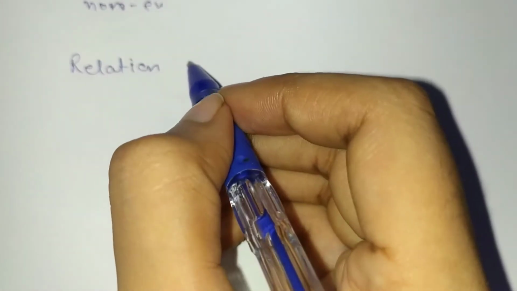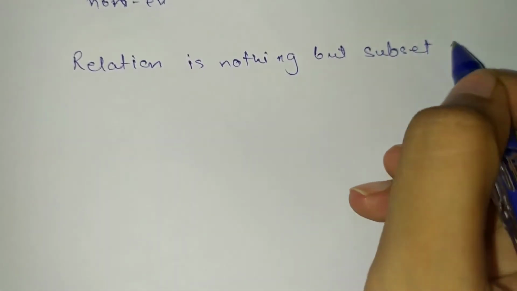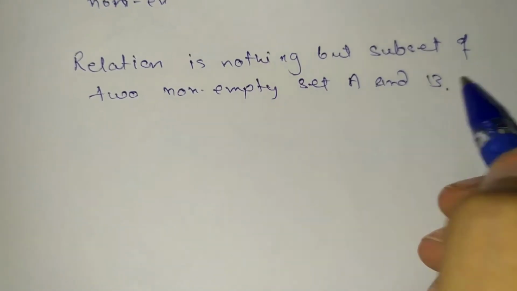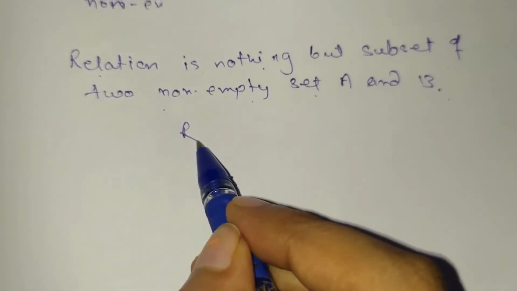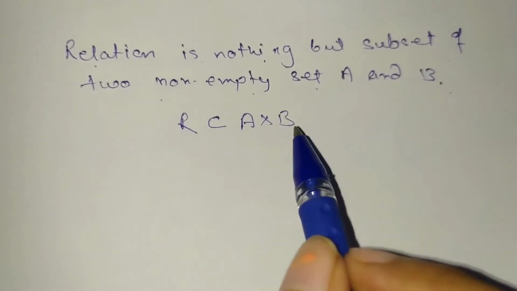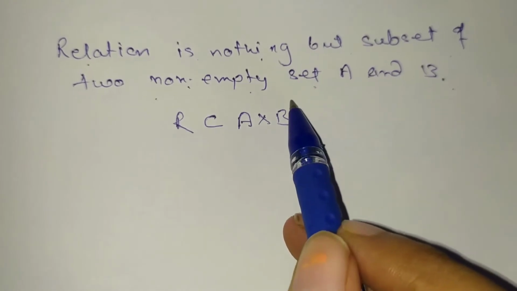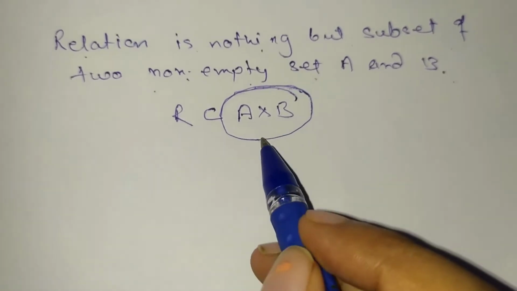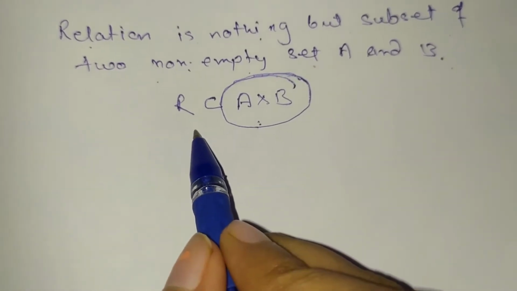So simply we can form the definition of relation: relation is nothing but a subset of two non-empty sets A and B. I am repeating again, relation is nothing but a subset of two non-empty sets A and B, that is R is a subset of A cross B. And on the basis of our definition, we can conclude that from the Cartesian product of A into B, we can draw many relations. Let's understand this statement with the help of an example.